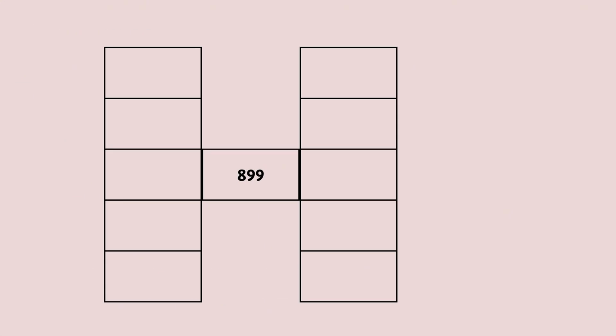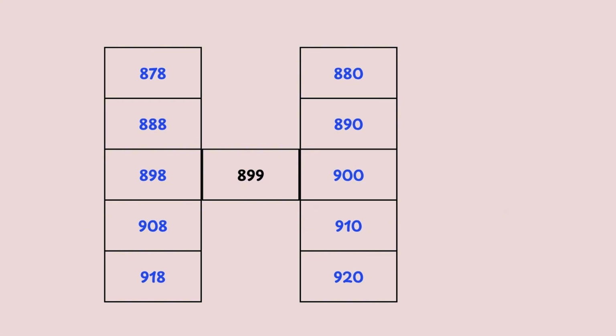Alright, look at this puzzle. We only have one number to help us find all 10 missing boxes, 899. So let's take a single step to the right from 899. Remember, moving right means adding 1. What is 899 plus 1? Yes, it's 900.